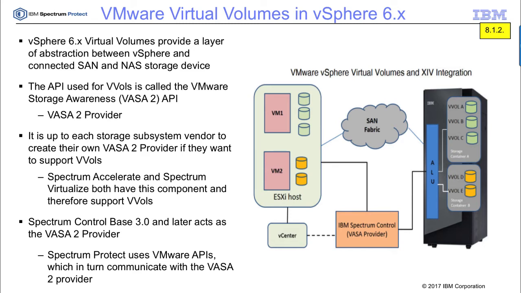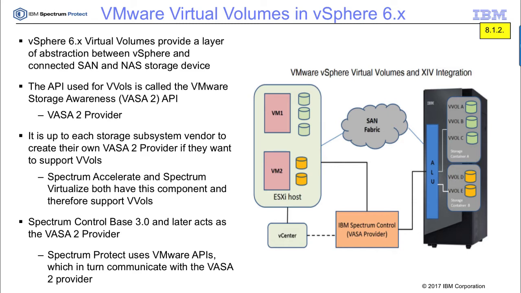Now, just to get started, a little background. As you probably know, VMware introduced VVols at version 6.x, and those VVols are supported through a VASA2 provider, which is provided by the storage vendor to interface with the storage subsystem hardware. Spectrum Accelerate and Spectrum Virtualize both support these VVols in a VMware environment, and the name of the software that provides the VASA2 interface for them is Spectrum Control.